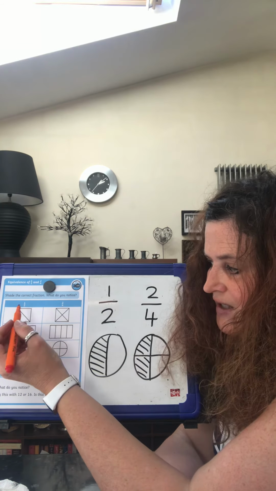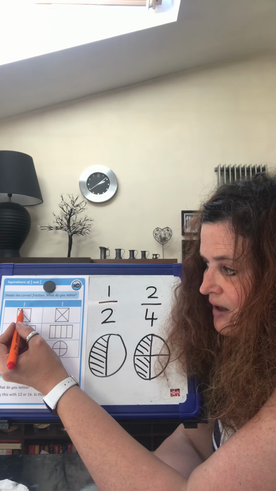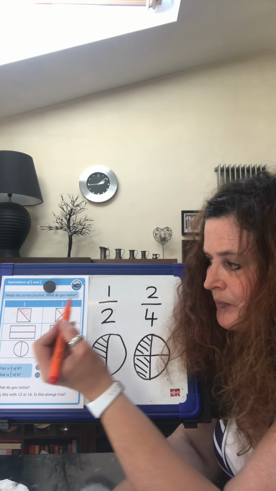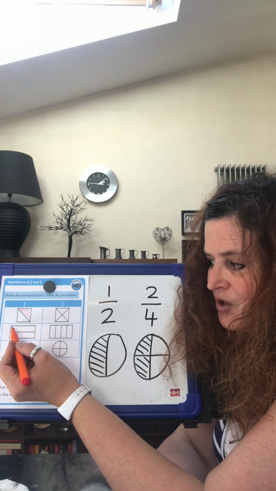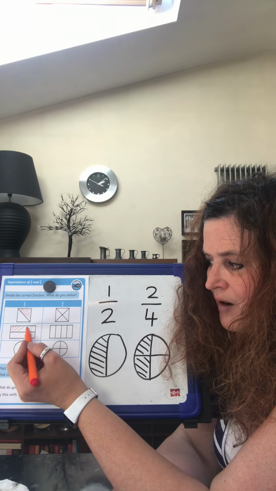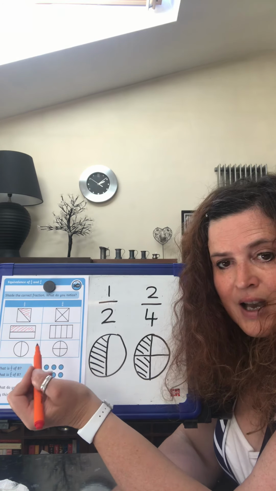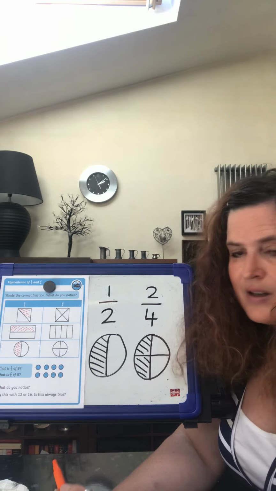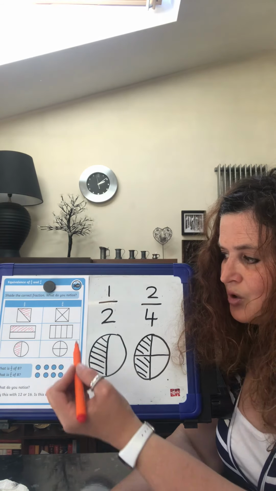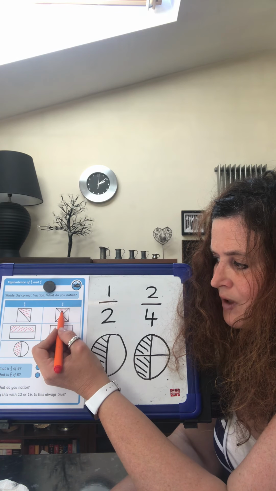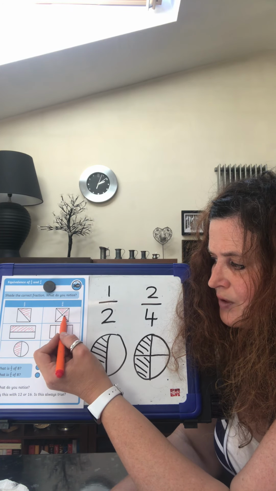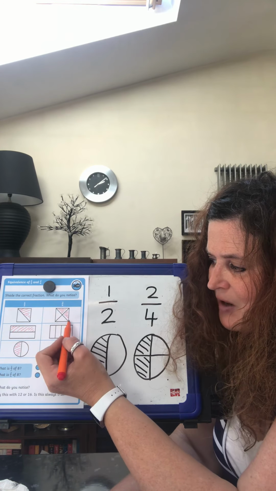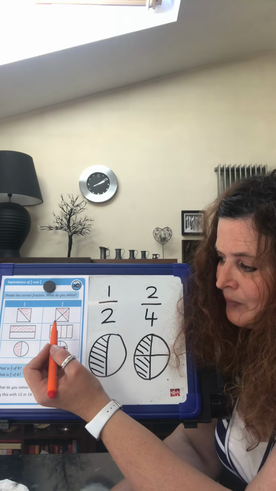So if I was to shade in the diagrams up here, if I shade in 1 out of 2 parts for a half, and I do the same for this shape, I shade 1/2, and I do the same for the circle at the bottom, 1/2. I could then shade in the 2/4, 2/4, and we can see that the half takes up the same amount of space as 2/4.